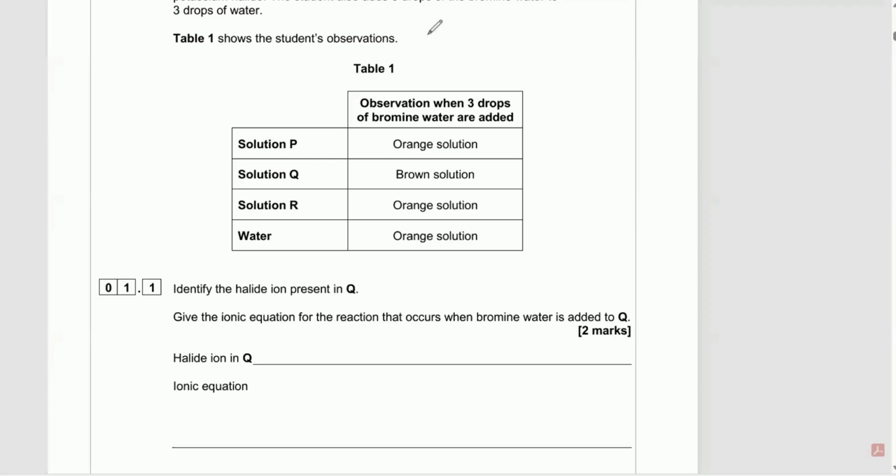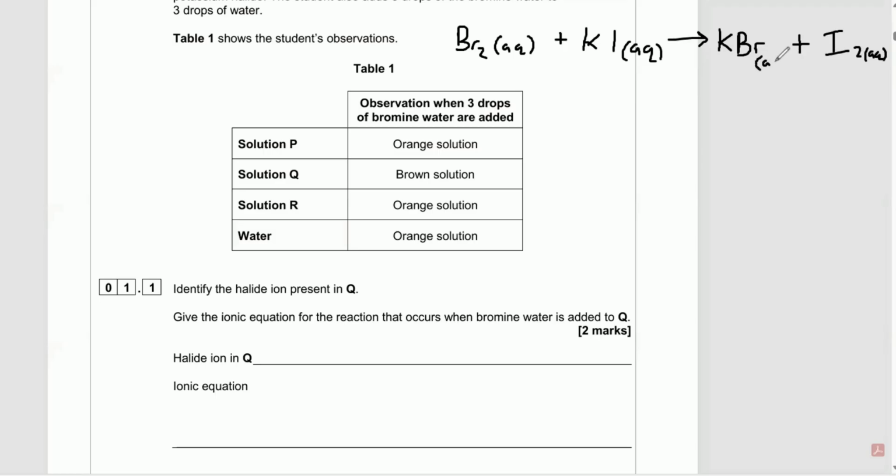So we've got this brown solution formed here with Q. So I'm going to write an equation out for that. Obviously, which halogen forms a brown solution? You should know this off by heart. That's going to be iodine that forms a brown solution. So I'm going to do the little equation. Bromine water, which has the symbol aq, it's aqueous, with potassium iodide, which would also be aqueous, coming together. Bromine is more reactive than iodine, so it's going to push out those iodide ions so that they form iodine, and the bromine's going to form potassium bromide.